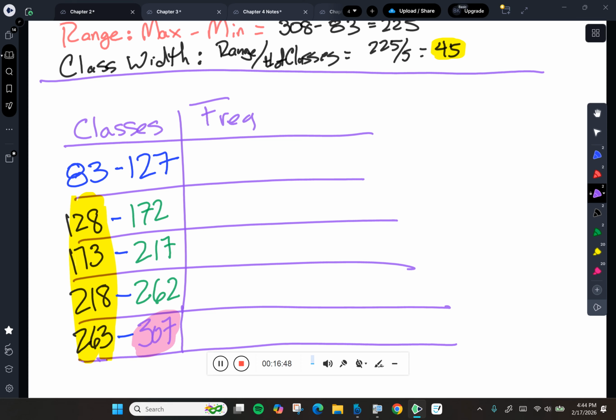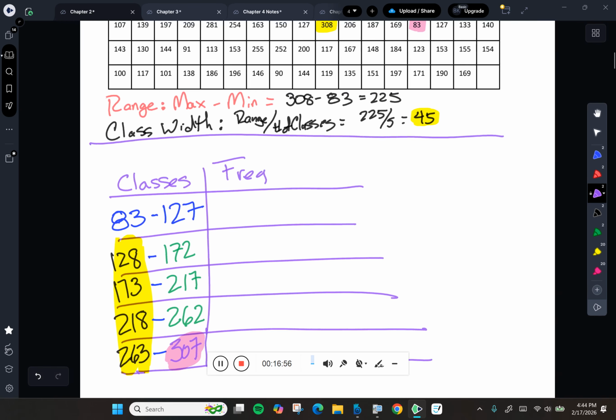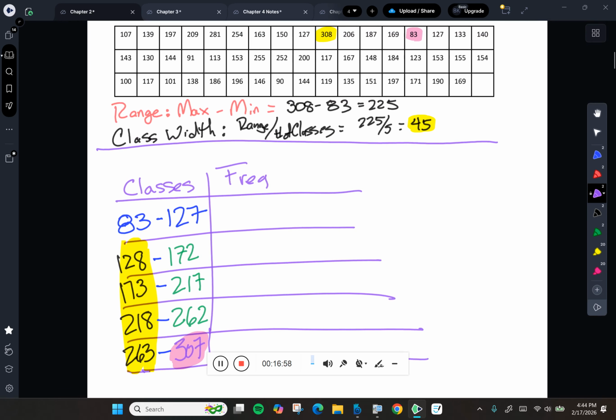Do you see the problem? Let me go up a little bit so you can see the problem. Do you see the problem? What's our largest data value? Well, our largest data value is 308.